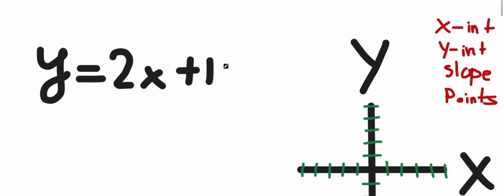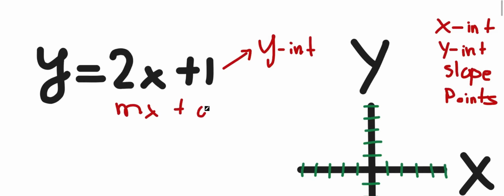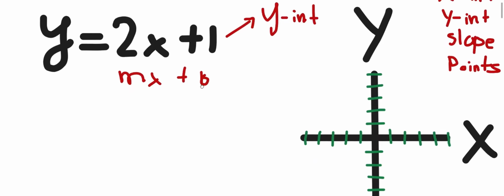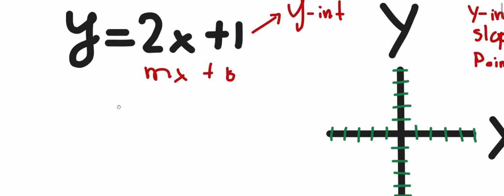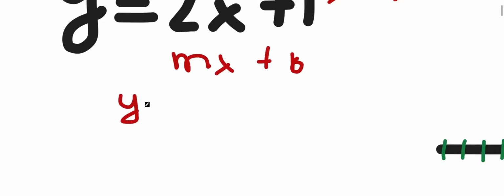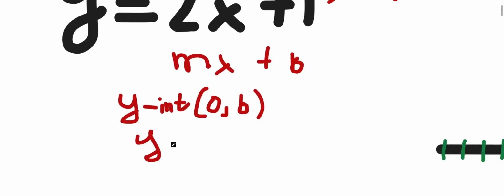So we're given the y-intercept, which is 1. And we know this because it's in the form mx plus b, and b is the y-intercept. So one of the first points we could plot is the y-intercept, which has the coordinates 0 and b. So in this case, the coordinate for the y-intercept is 1.